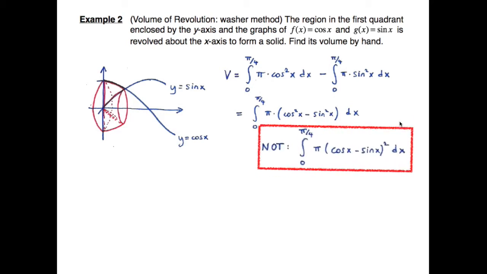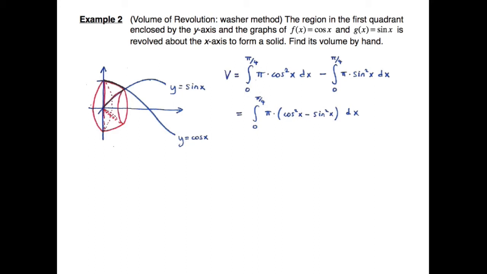Huge warning here. It is not the same as the integral of pi times cosine x minus sine x, squared. That's a huge mistake that shows up all the time, so I'm really trying to warn you. It's f squared of x minus g squared of x. It is not f minus g and you square the difference. So let's remove this and solve.